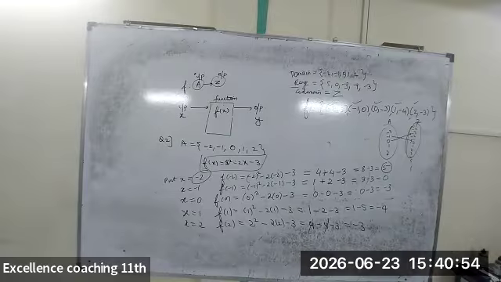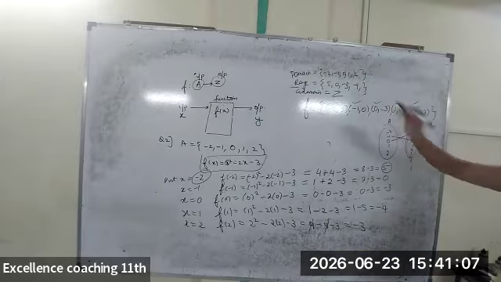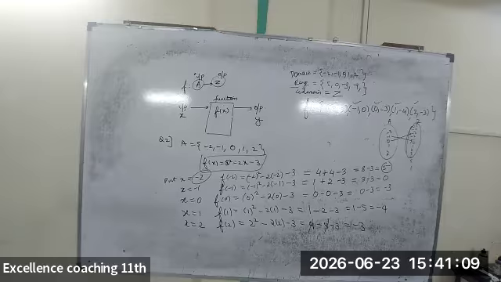Codomain is always the entire set B, without any arrows, directly everything. In the range, -3 is written one single time because it is already written.